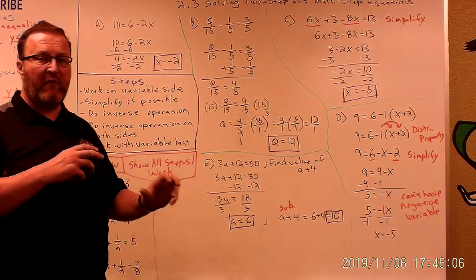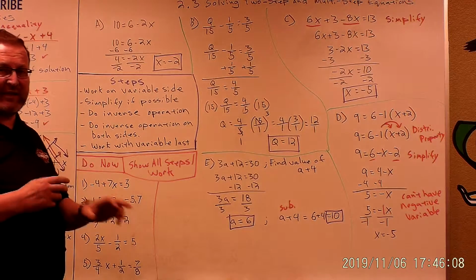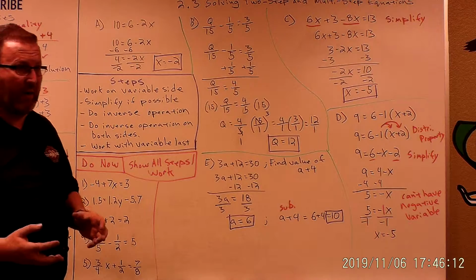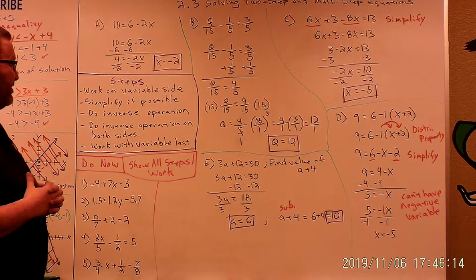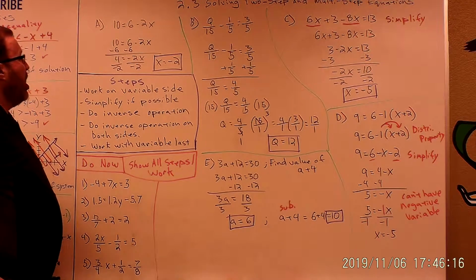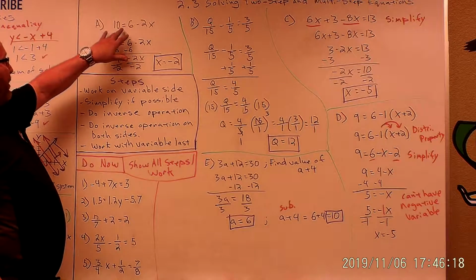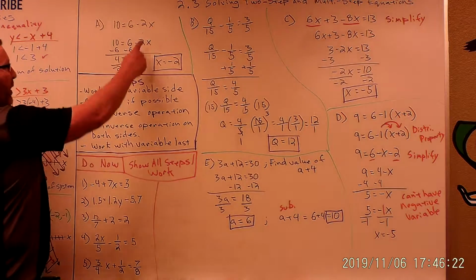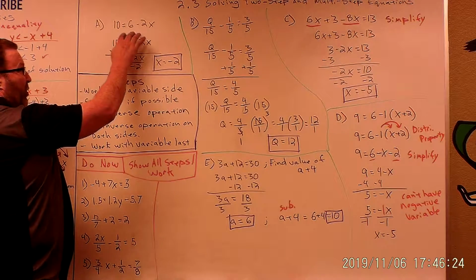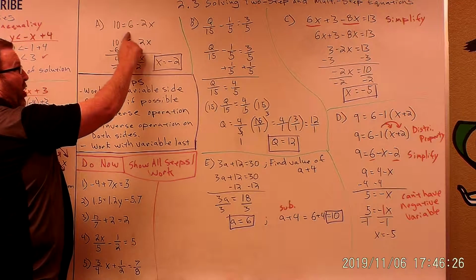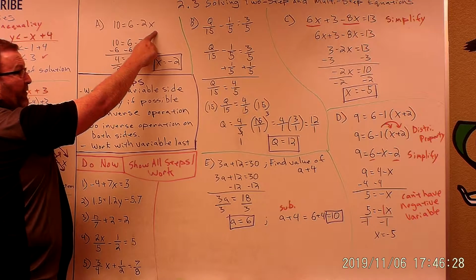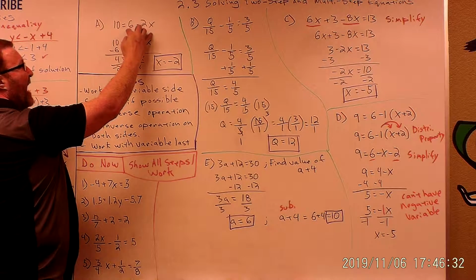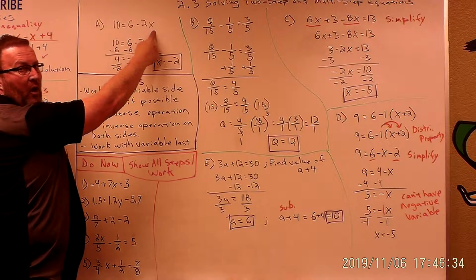We don't want to be moving variables over to different sides. We don't need to do that yet. We do that when we get to multiple variables, which is going to be very soon. So, looking at this first problem, where 10 equals 6 minus 2x, we want to solve for x. So we're going to work on the variable side. We have nothing to simplify here. There's nothing we can combine. So we're going to work on this side, and we're going to work with the variable last.